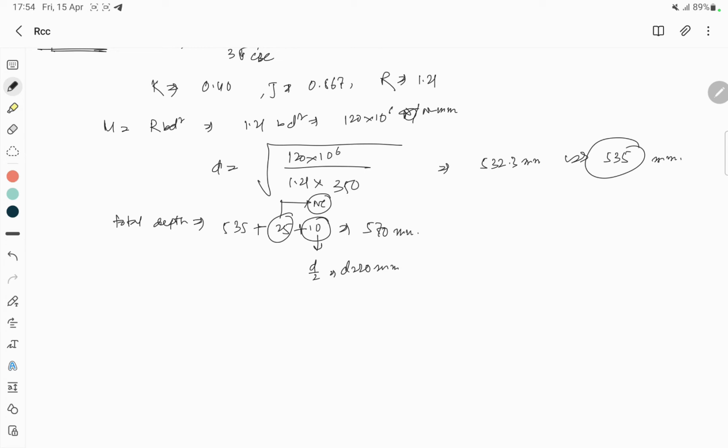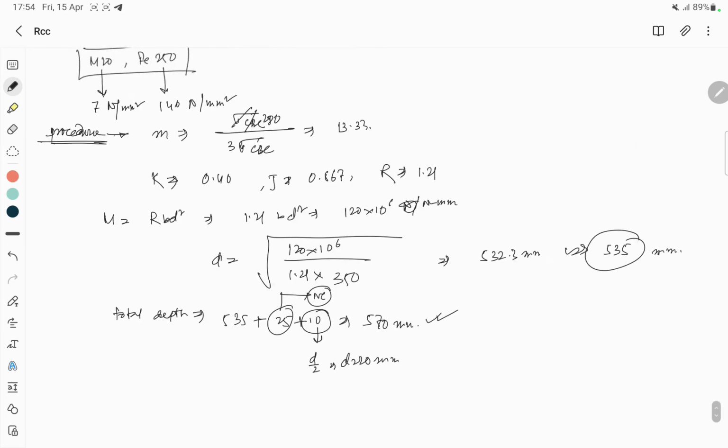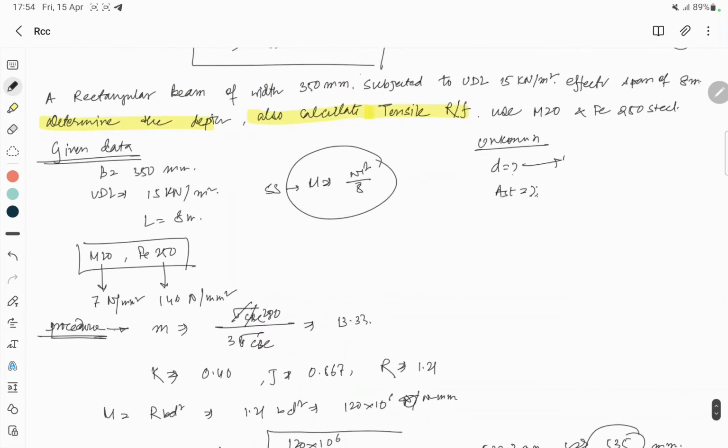So now we have to find the D value. One is known. So this is 570 mm. This is the capital D, and small d is 535 mm.